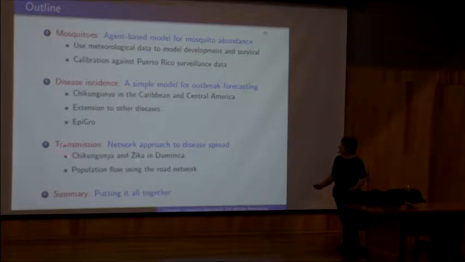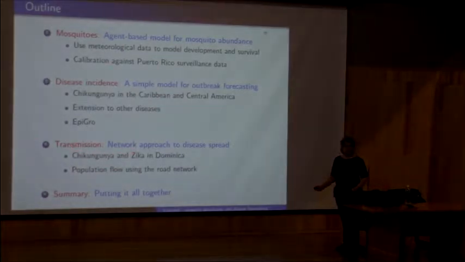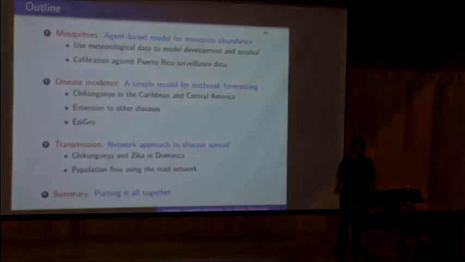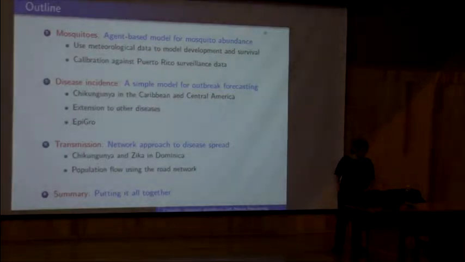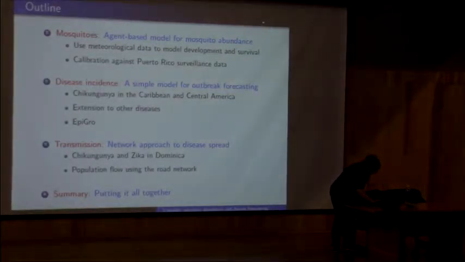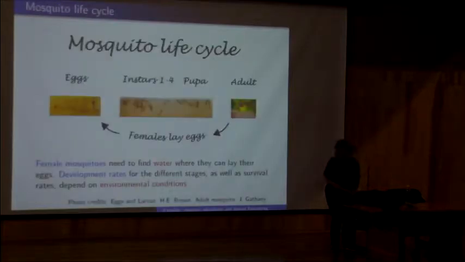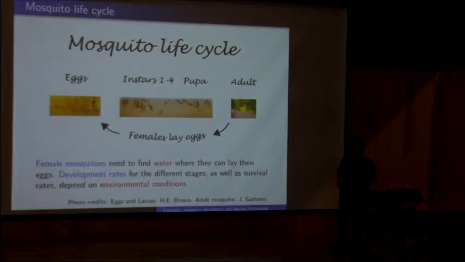And then finally, this is more preliminary than the other 2, but I'll discuss a model that we're looking at right now for transmission due to how people move from one place to another. Okay, and then at the end, I'll put it all together. My goal really is to show that with a collection of small models, we can maybe build a whole program to describe the spread of mosquito-borne disease.